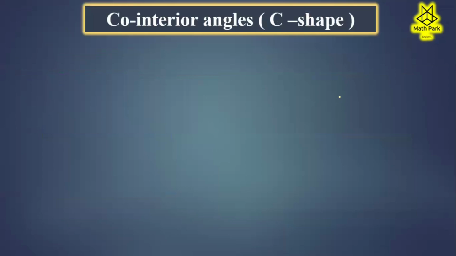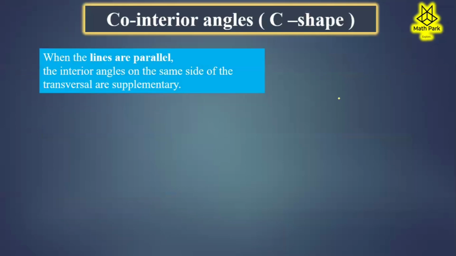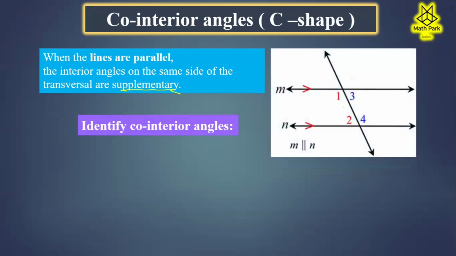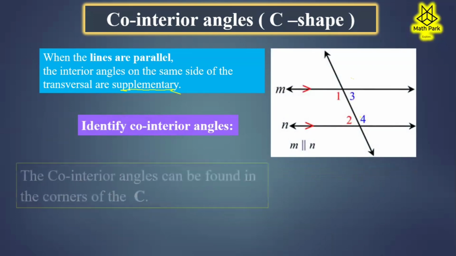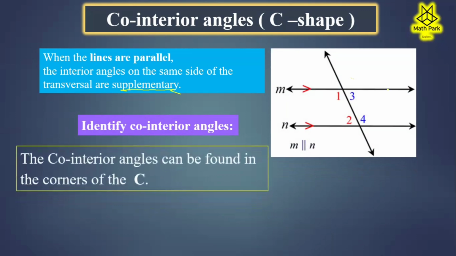Co-interior angles, that is a C shape. When the lines are parallel, the interior angles on the same side of a transversal are supplementary. Supplementary means they add up to 180. So let's identify the co-interior angles. So 1 and 2, they are co-interior angles. 3 and 4 are co-interior angles. And you can see the C shape here.